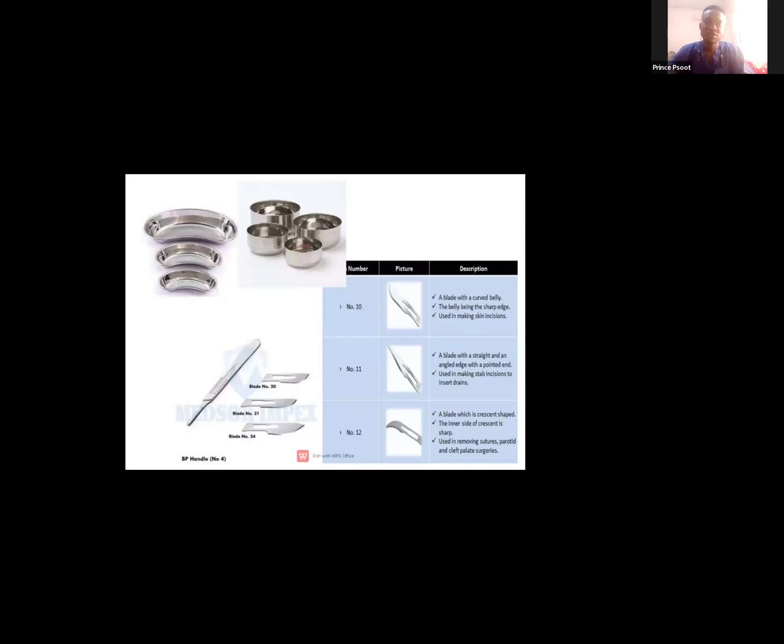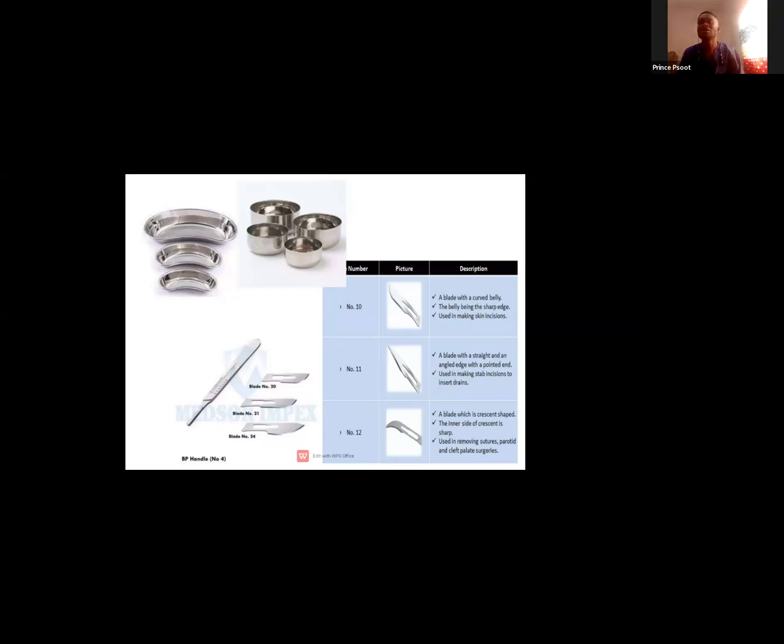So the blades come in different sizes. If you look at it, size number 10, here, is the blade with a curved belly and sharp edge used in making skin incisions. Of course, blades are used to make incisions. Most times for incisions you use number 10, sorry, the actual size here is most times 22. The first one, that number 10, the actual size is sometimes 22. The number 11, yes, we have one that the size is 11 too. So they come in different sizes.